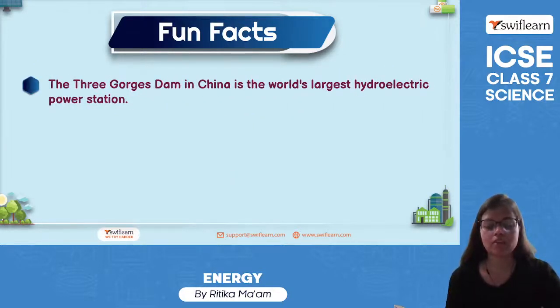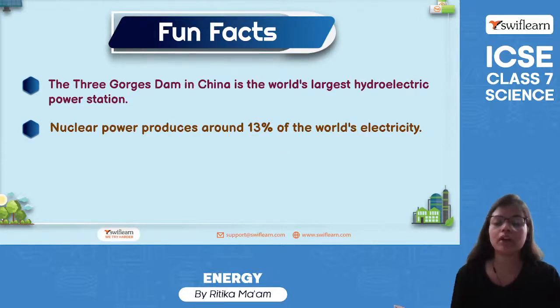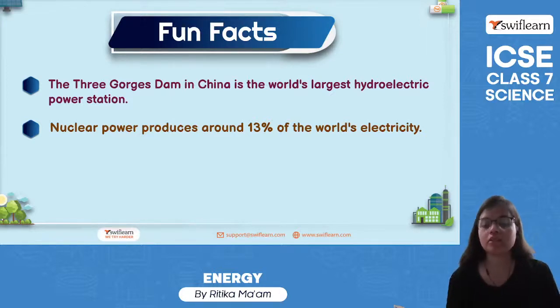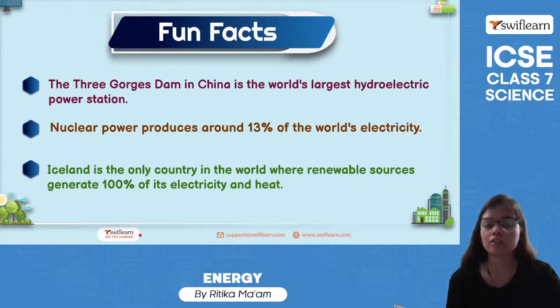Alright, so time for some fun facts. The Three Gorges Dam in China is the world's largest hydroelectric power station, generating hydroelectricity. Nuclear power plants produce around 13% of the world's electricity, so they are very important. Iceland is the only country in the world where renewable sources generate 100% of its electricity and heat. In Iceland, people are using renewable sources of energy, maybe solar energy, hydroelectricity, etc.